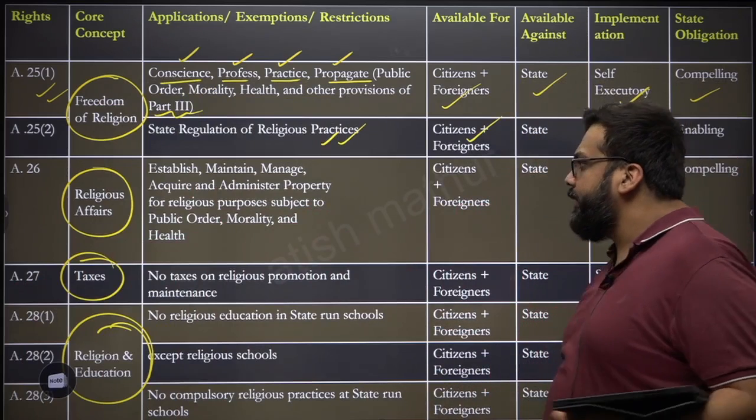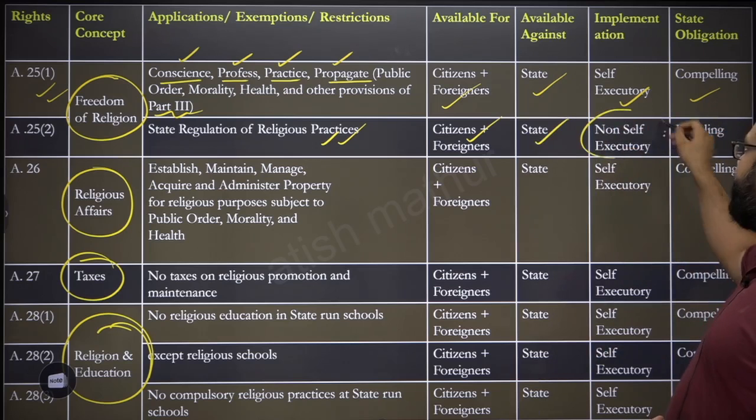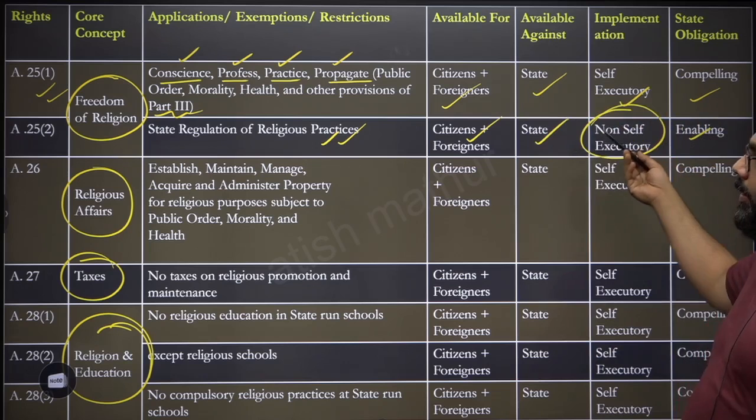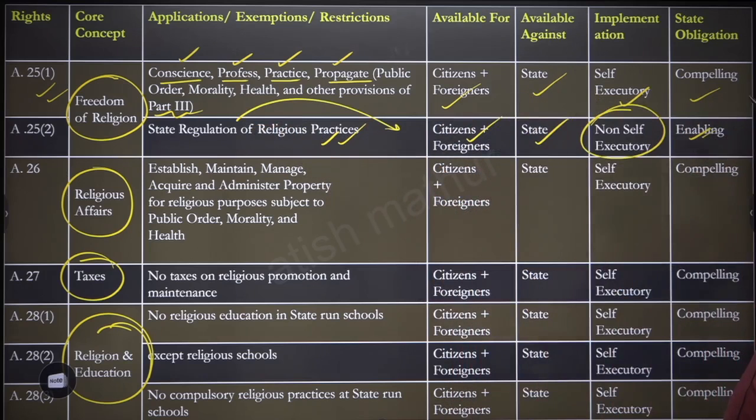Available for both citizens and foreigners. It is available only against the state. It is non-self-executory, which means this regulation can only happen through other laws. So that is why it is enabling in nature.